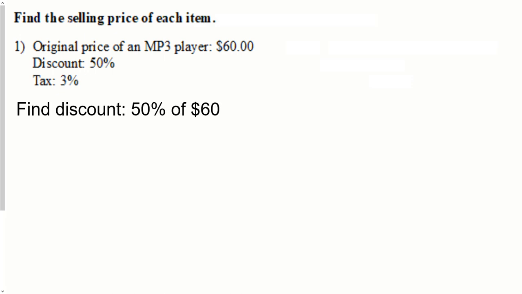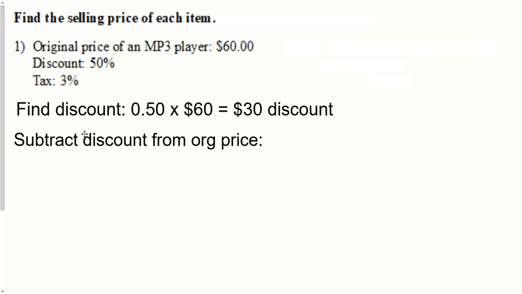So the discount's 50%, and the original price was 60 bucks. So we're going to use these two numbers, and we use our calculator to calculate it. So 50% became 0.50, and we find that we have a $30 discount. Now, that's how much you're saving. So step two is literally take the original price, 60, and subtract this $30 discount. It'll look like this.